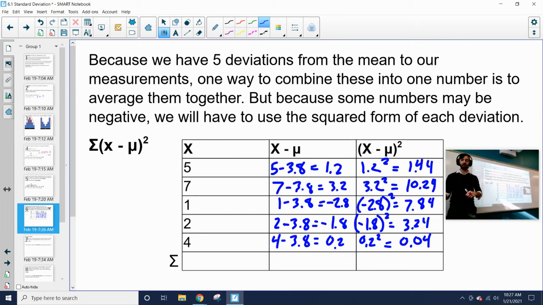So I want to find the mean of the differences between my means. So what I need to do in order to find the mean, once again, every time we find the mean, we add up all our numbers and we divide by however many numbers there are. So I need to add all these numbers up together. I'm going to add all these squared values I just got, and that's going to help me find my standard deviation. So if I do 4.1 plus 10.29 plus 7.84 plus 3.24 plus 0.04, all that adds together to be 22.8.